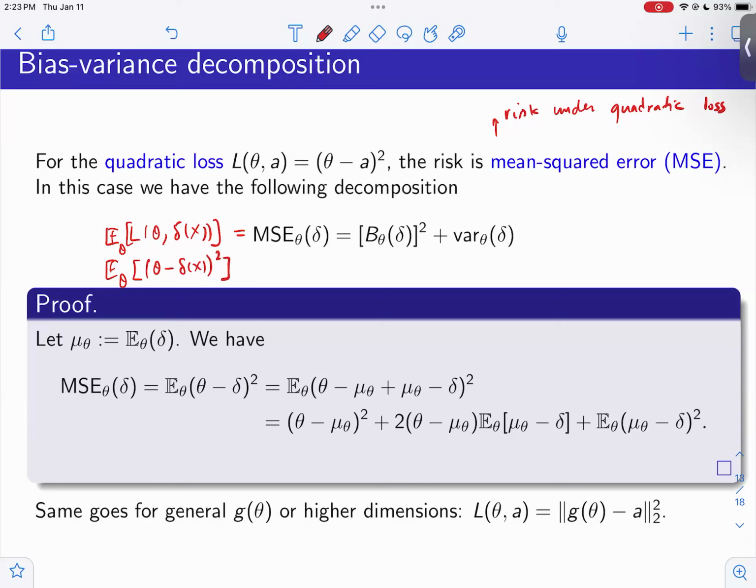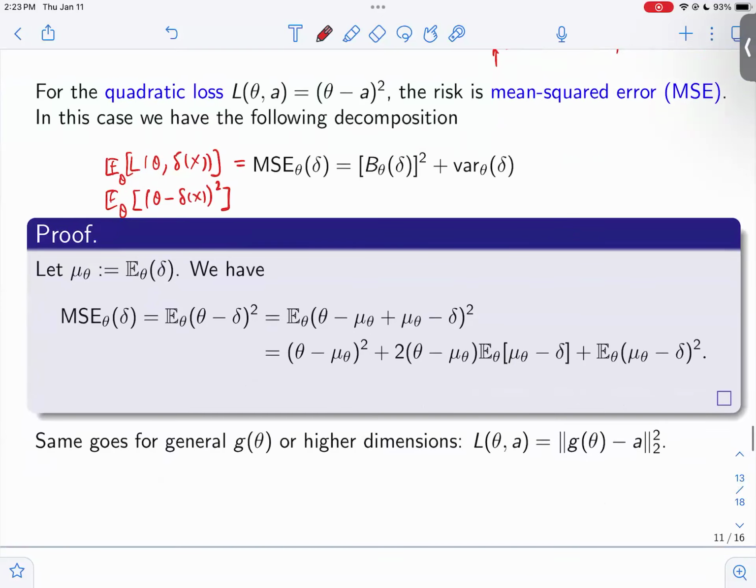This has this decomposition: bias of delta squared plus the variance of delta. And the proof is essentially what we did last time. I'm not going to repeat it. You just call the expectation of delta mu theta, and then add and subtract mu theta, and then expand. The cross term goes away, and you get that result.